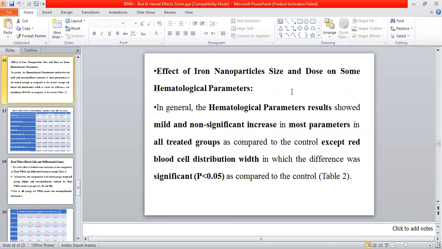With respect to the hematological parameters, you observe that all hematological parameters showed a mild and non-significant increase in most parameters in all treated groups as compared with the control, except the red blood cell distribution width, which was significant at the level of 0.05 as compared with the control.